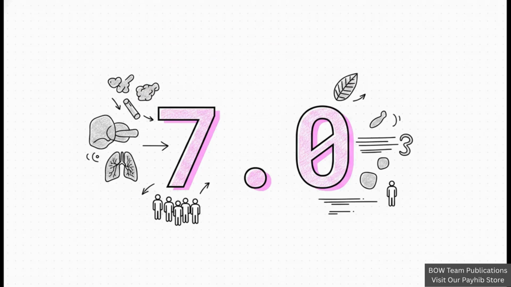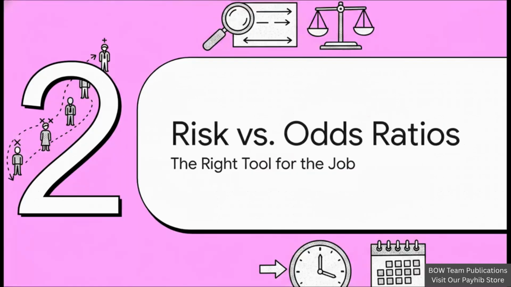Let's make this real. Imagine a classic study on smoking. If they find a risk ratio for lung cancer of 7.0, well, the meaning is crystal clear. It means smokers are 7 times more likely to get lung cancer than non-smokers. Simple as that.